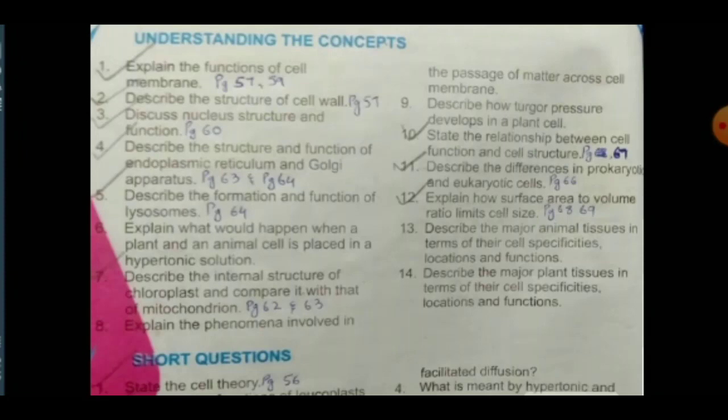Now question number 12. Explain how surface area to volume ratio limits the cell size. Its answer is given on page number 68, and in this you will tell about the cell size and the surface area to volume ratio, and you can also draw the diagram in order to explain your answer.